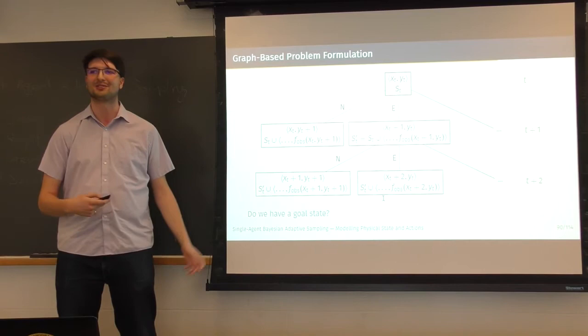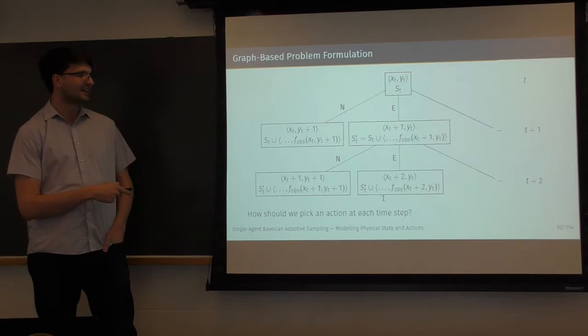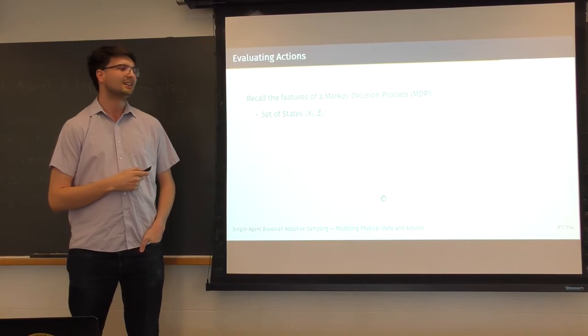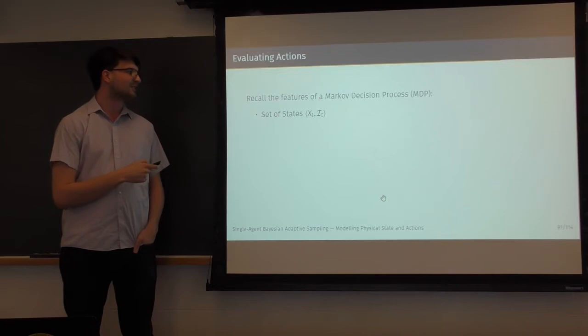And last question is, how should we pick an action at each time step? I'm not going to answer that because that's what we're going to discuss next. So I'm going to jump back. This is going to be quite familiar to people who have taken 413, which was the predecessor to this course, and see what you remember about Markov decision processes.